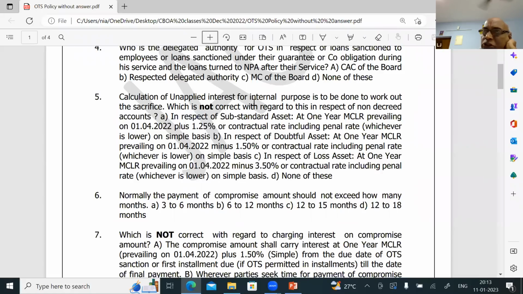What is the question? Which is not correct? None of them are not correct. That means all of them are correct. Your option should be D. So question number 5, answer is D. So you should know the way in which you have to answer depending upon the questions being asked. Negative questions, negative answer. Positive question, positive answer. It is a negative question. None of them are not correct means all of them are correct. Question number 5, answer is D.